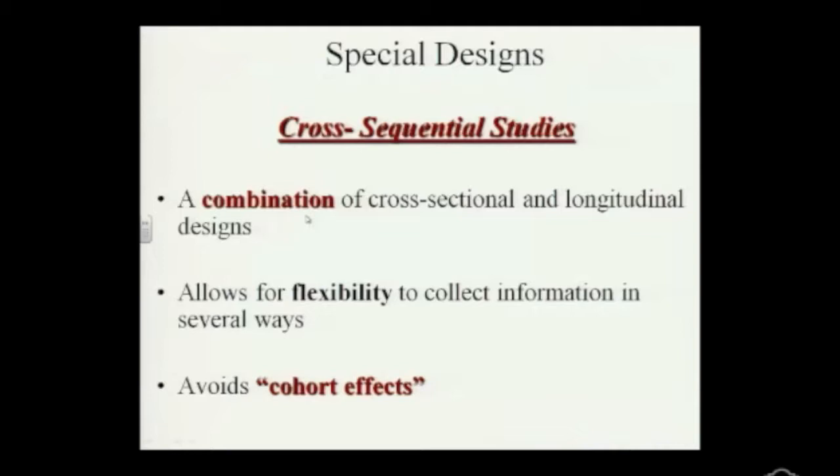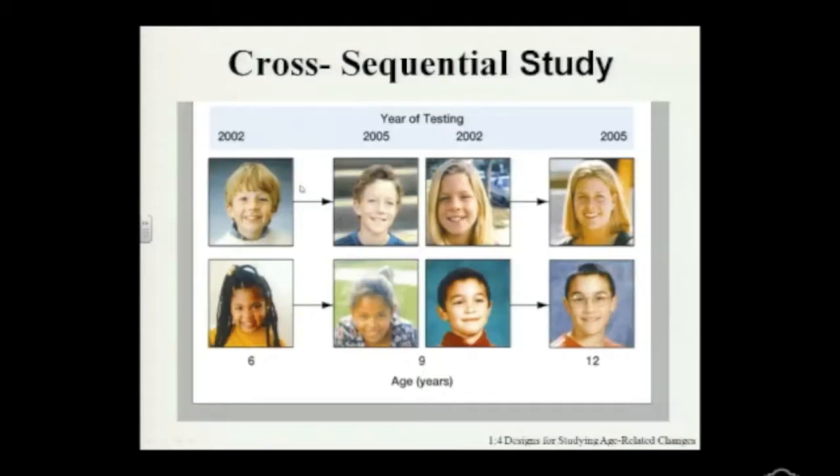So what you're looking at here is 2002. You have two 6-year-olds, and you test them again at 2005 when they're 9. Here you have a 9-year-old in 2002 at the same time that they were 6, and test them again in 2005 when they're 12. So it's a cross-section, but you're testing them again 3 years later. The way that you can look for a cohort effect, I'll show it to you on the next slide.